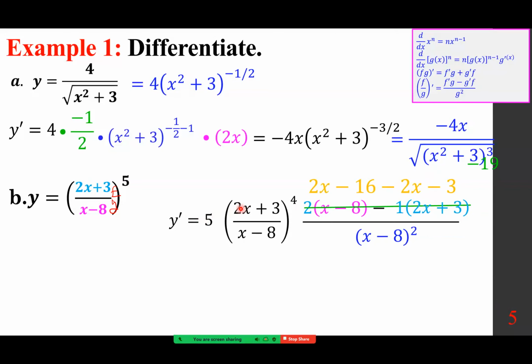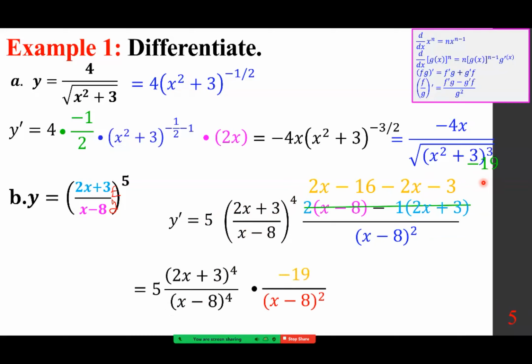So negative 19. We're going to rewrite this as 5 times the parentheses. I'm going to write 2x plus 3 to the power of 4, over x minus 8 to the power of 4. This is negative 19 in the numerator. So what happens is 5, 2x plus 3 to the power of 4 and minus 19 go to the top. The product of these two is negative 95. And for the product of these two, we add up 4 and 2 by the exponential rule.